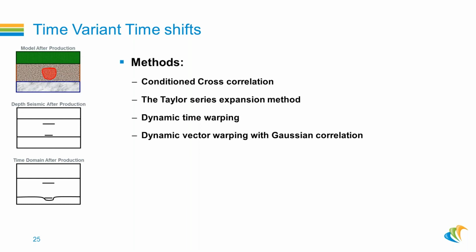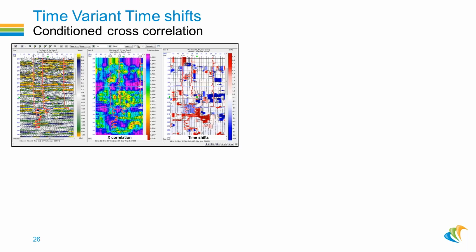There are different methods to remove this. For example, we have conditioned cross-correlation, which uses the cross-correlation method, the Taylor series expansion method, dynamic time warping, and dynamic vector warping with Gaussian correlation. In the conditioned cross-correlation, as you see here, I have a base minus monitor shown here, and their cross-correlation, showing low to high cross-correlation values. And I see the time shifts required to get that cross-correlation there.